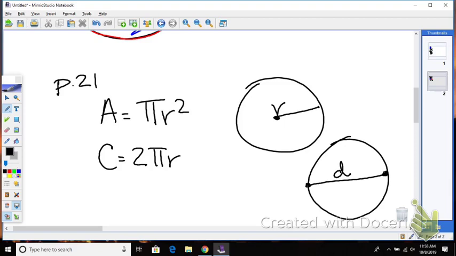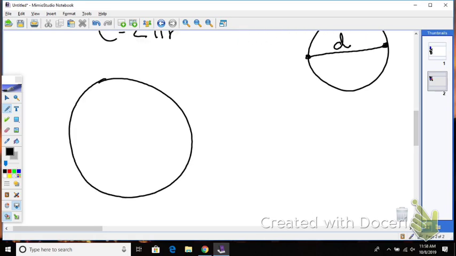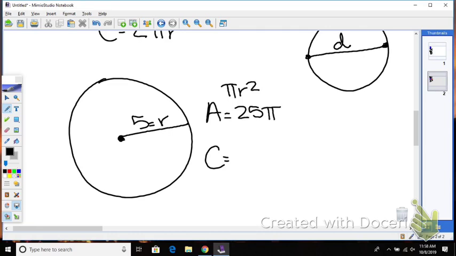Okay, let's do one example. And then I'm going to give you some to do after lunch. If I have a circle here and a radius of, let's say, 5. And I want the area and the circumference. What's the r? 5. So 5 is equal to r. So area is pi r squared. So what is r squared for this picture? 25, because it's 5 times 5. So this would just be 25 pi.